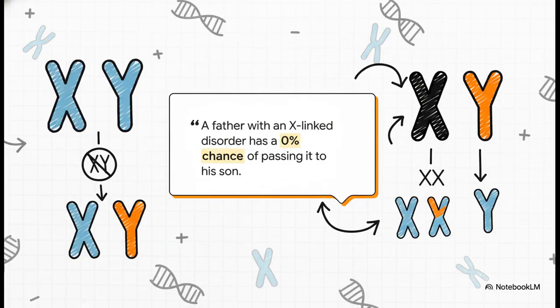Okay, NCLEX alert, big time. This is a classic trick question, so listen up. A father cannot, I repeat, cannot pass an X-linked disease to his son. Why? Well, think about it. He gives his son the Y chromosome, right? That's what makes him a son. The faulty gene is on the X, so it's a 0% chance. Now, his daughters, that's a different story. They get his faulty X, making all of them carriers. You have to lock that rule down.